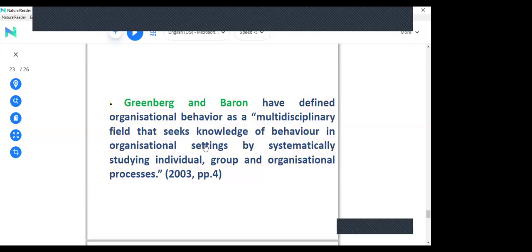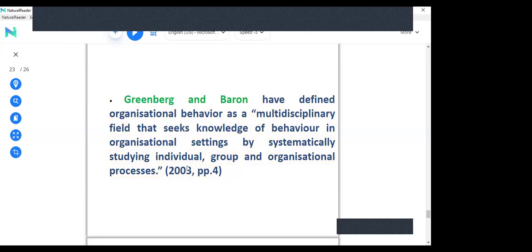Behavior, organization behavior, and on one side you have to keep in mind that multidisciplinary, that means many subject areas and knowledge, as well as the organization behavior subject. After that, systematically you have to study individual, group, and organizational process. Now I think you can understand this concept.